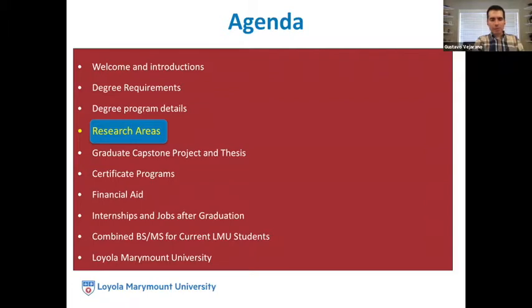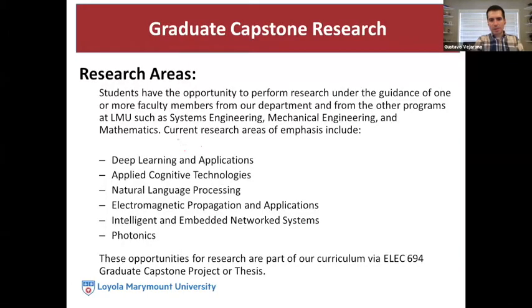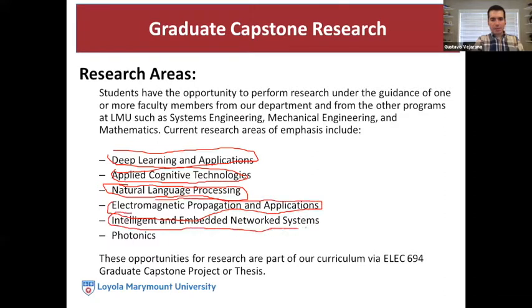So I'm going to just list the research areas that our faculty emphasize. As you could see, we have faculty doing research on deep learning and cognitive technologies, on natural language processing, which is on having machines understand people talking, then electromagnetic propagation and applications, embedded systems and networks, and then photonics. So those are basically our areas of strength.